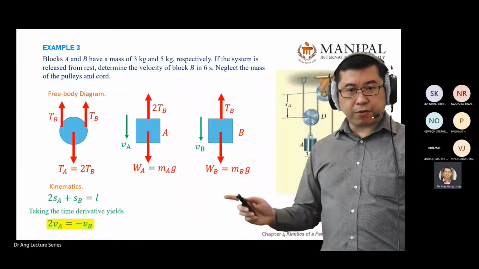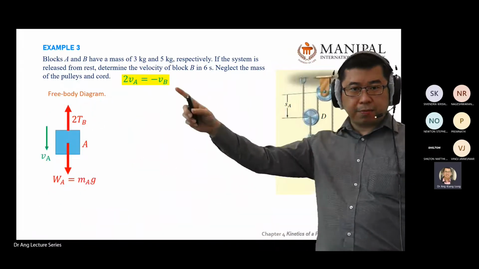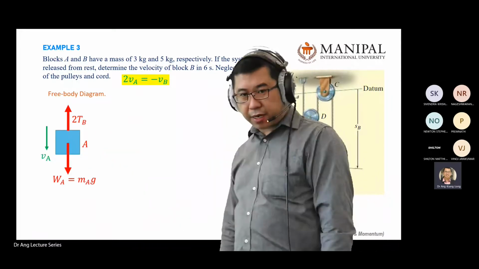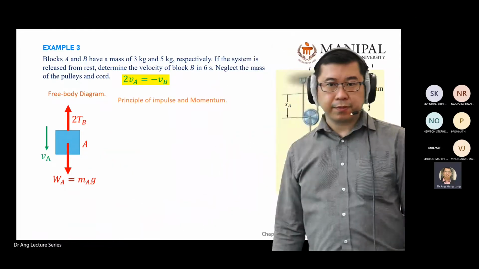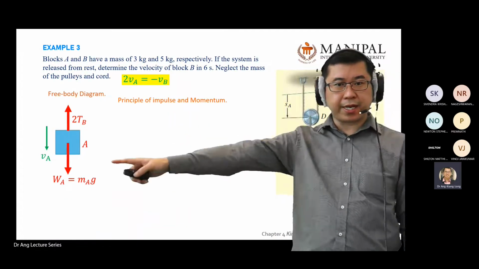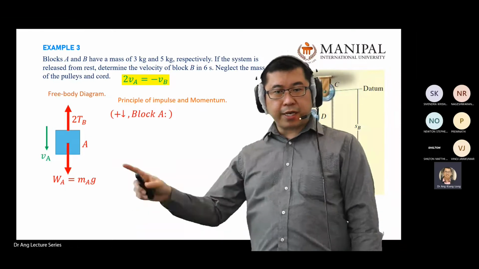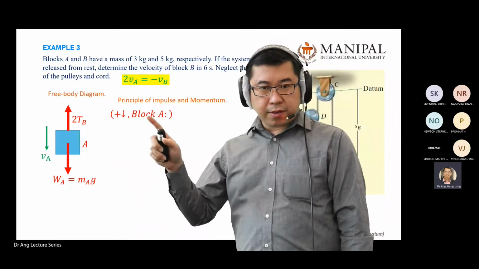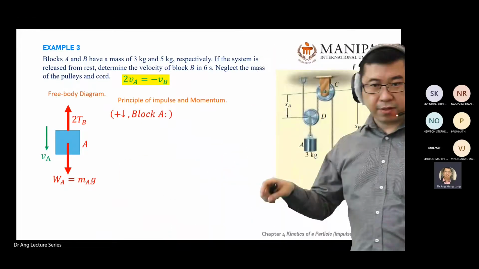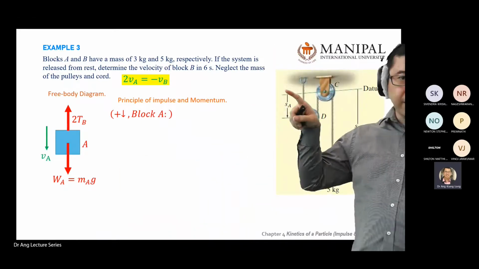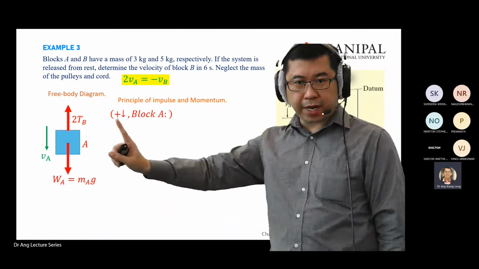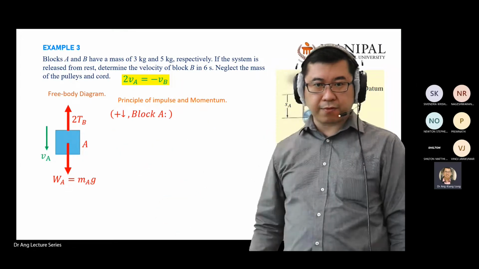So I pull all the information together and I put the relationship of VA and VB, and look at object A for the moment. I use the principle of impulse and momentum equation to analyze A. And I know that the positive direction of movement is going down, because of the datum given in the question. So I just mark my positive direction going down for A.